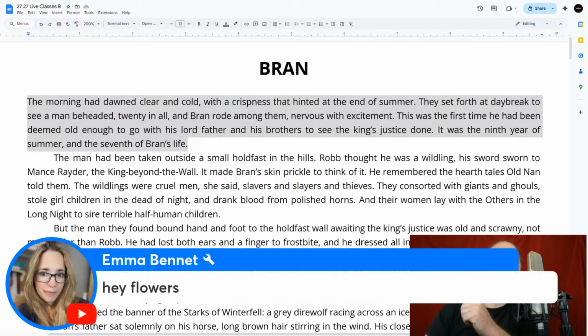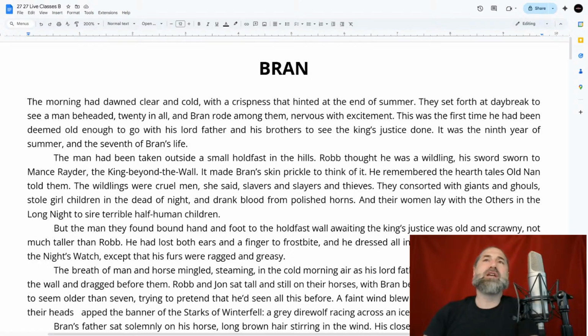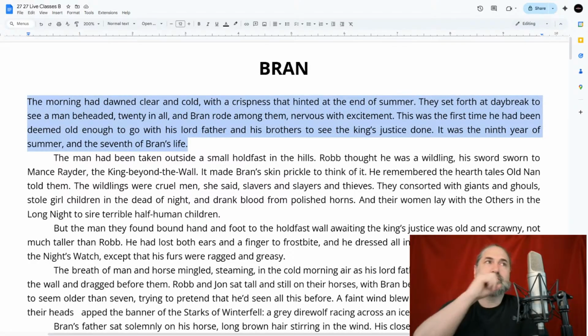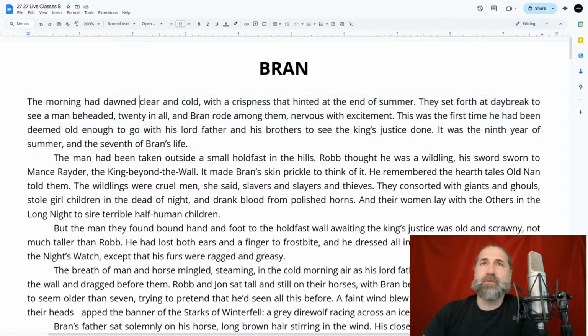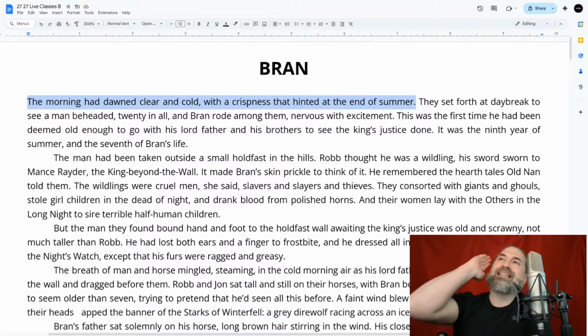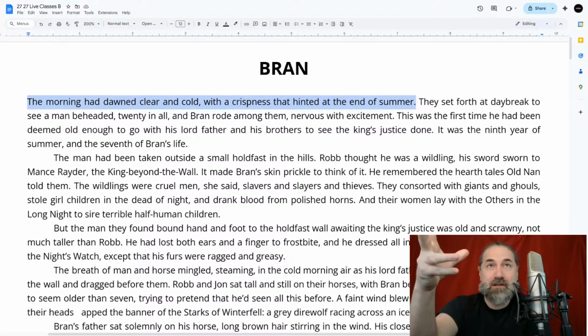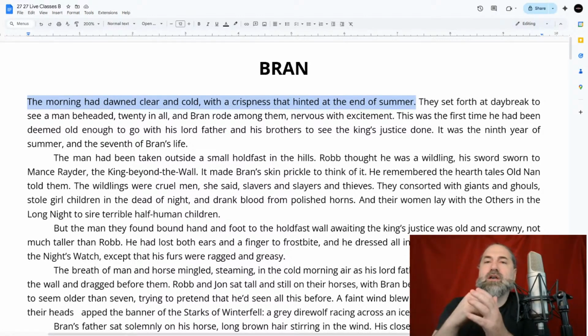All right, moving to another element here. These three things: plot, character, and world building. The morning dawned clear and cold, with a crispness that hinted at the end of summer. This is world building. The reason it's world building is because at the end of summer there is a clear and cold crispness, so it automatically puts us into space and location.